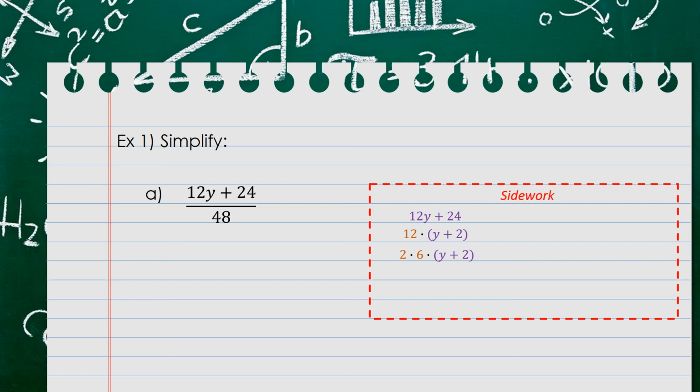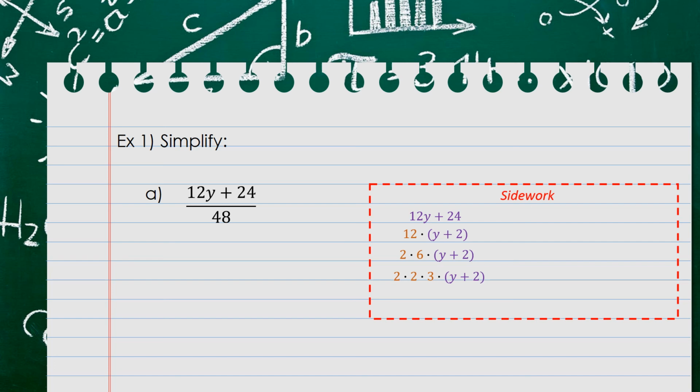Can any of those factors reduce, again, like factor down? And the 6 can. So we can now rewrite that as 2 times 2 times 3 times y plus 2. Now everything is clearly written in terms of its prime factors. Now that was the numerator.